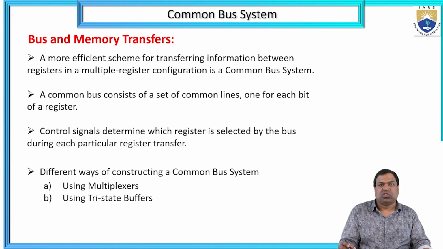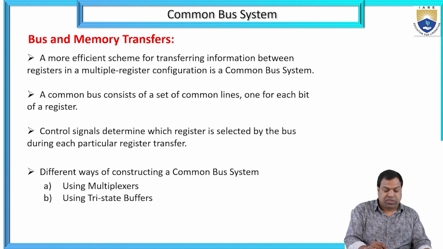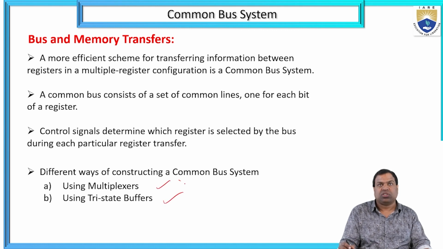There are different ways of constructing a common bus system, using a multiplexer or using a tri-state buffer. So what is a common bus system? When we are transferring data from one source to another, or from one register to another, or one memory to another, we need a common bus system. What do we need to construct the common bus? Majorly we need a multiplexer and a tri-state buffer to transfer the data through the bus system.